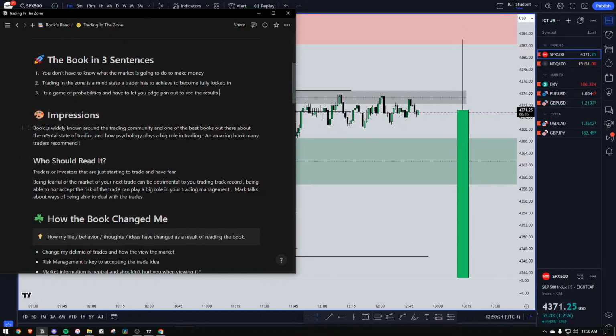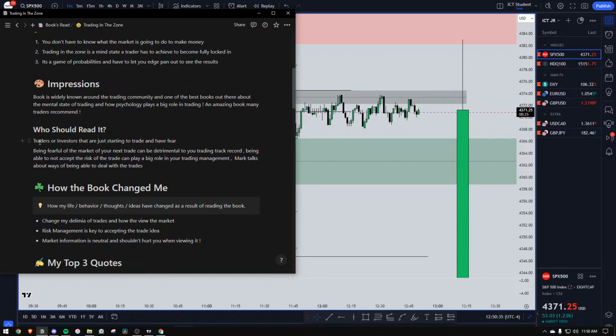This book is widely known around the trading community and is one of the best books out there about the mental state of trading and how psychology plays a big role in trading. An amazing book many traders recommend, so I would recommend it too, especially for traders or investors that are just starting to trade and have fear. That is one of the key reasons why you should read it.